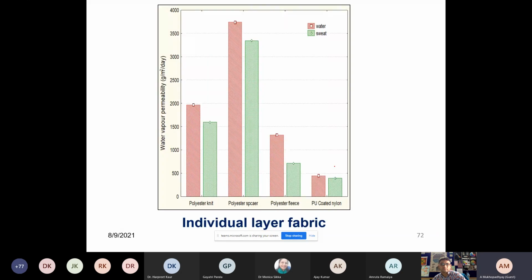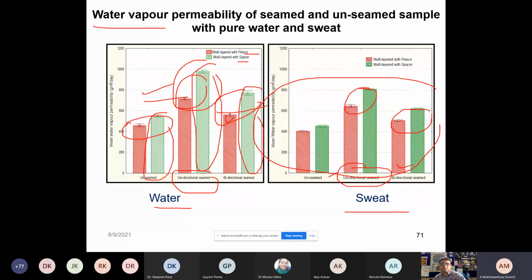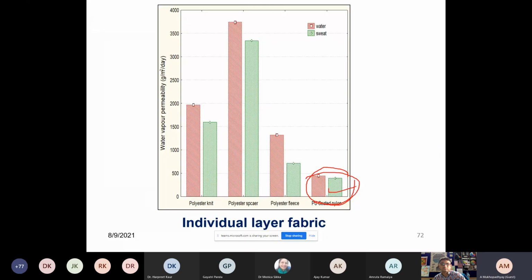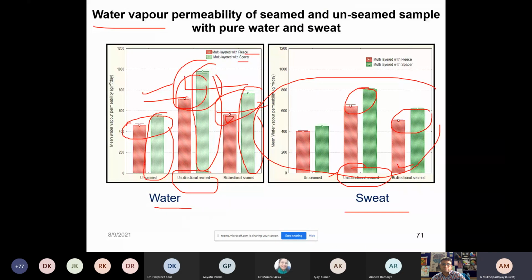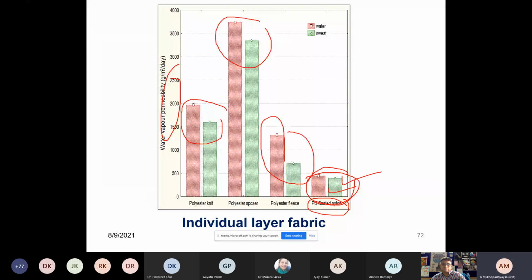Now this is the individual layer fabric. If you see, there is a lot of change whenever you are talking about the multi-layer fabric, because the PU coated nylon is basically not very effective for water vapor permeability. Although the water vapor permeability of these fabrics is very, very high as compared to PU coated nylon, PU coated nylon has very low air vapor permeability, so it will have an impact. Overall, water vapor permeability is strongly affected because of PU coated nylon. So don't think that if you are using the special fabric, it will enhance, because ultimately this will restrict the vapor permeability by a large extent.